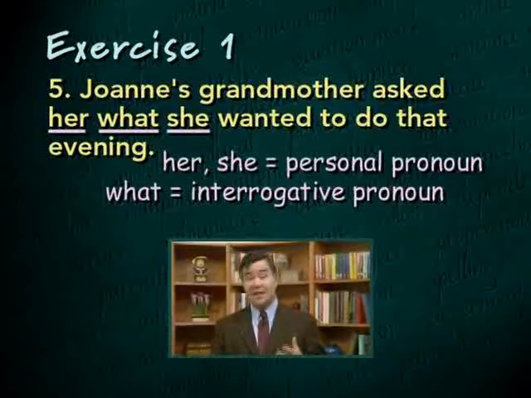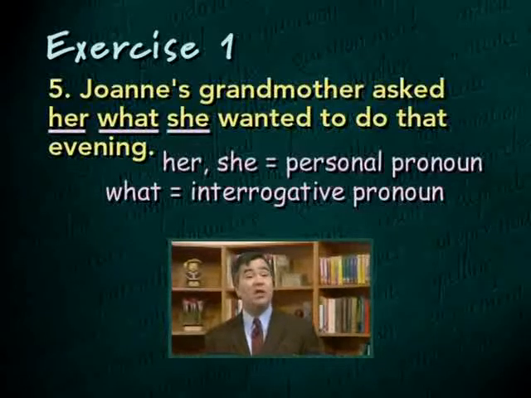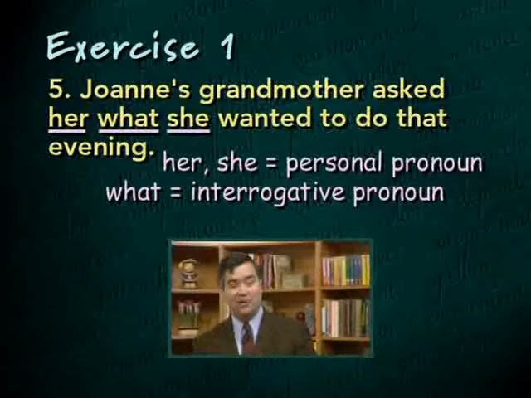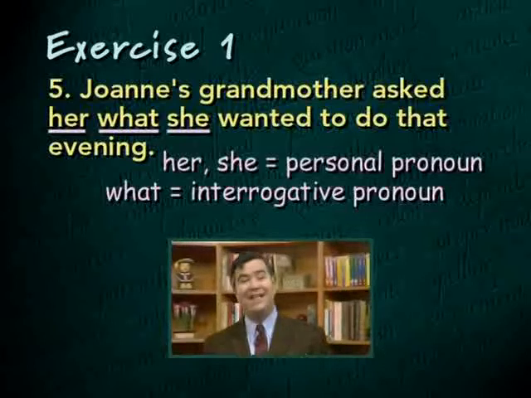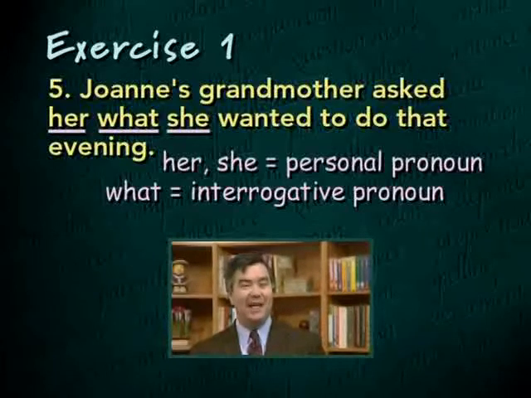Joanne's grandmother is asking Joanne a question, namely, what she wanted to do that evening. And that question is being reported to us indirectly. So the pronoun what is an interrogative pronoun because it is introducing that indirect question.